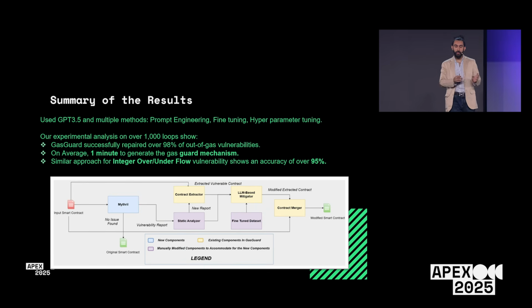So we took one step further, and we wanted to see if we can use a similar approach on another vulnerability that's a little bit simpler than gas-based vulnerabilities, to see if an LLM is capable of fully detecting and repairing the contracts. As a result, we chose integer overflow and underflow vulnerabilities, and we modified our design a little bit, mainly in terms of our data set, and we were able to get an accuracy of 95%. So the LLM in this case was able to completely and automatically fix the smart contracts.